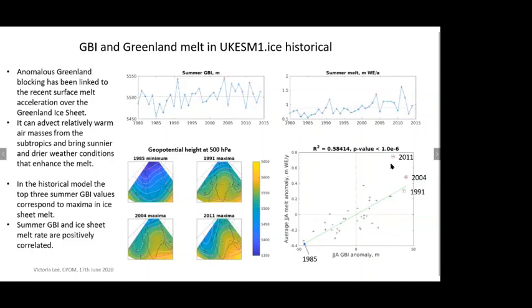And if we look at the correlation, in the 2000s we have high melt and high Greenland blocking. So it's not just the three maxima that seem to correlate. From here, we do get a correlation between the summer index and the summer melt.